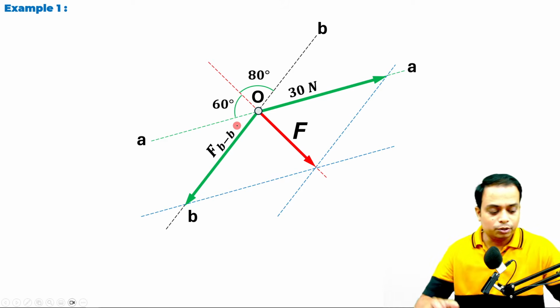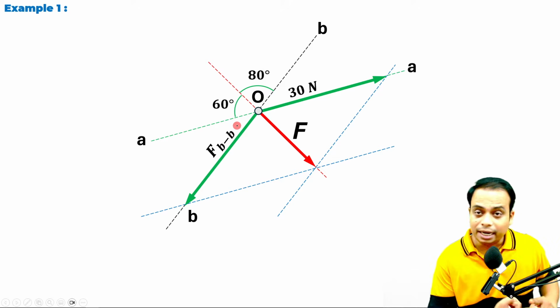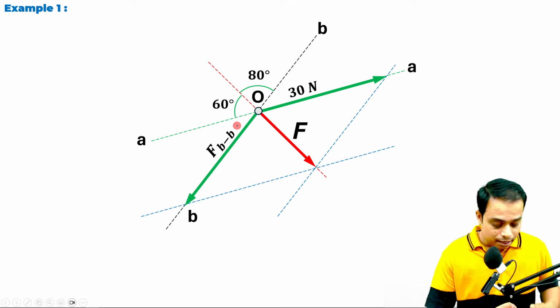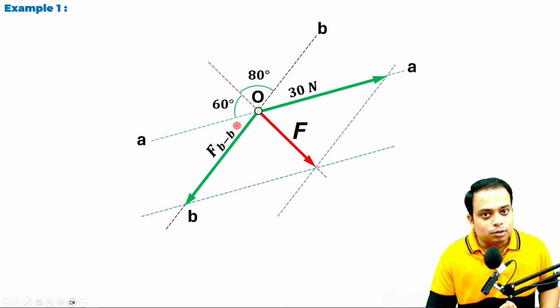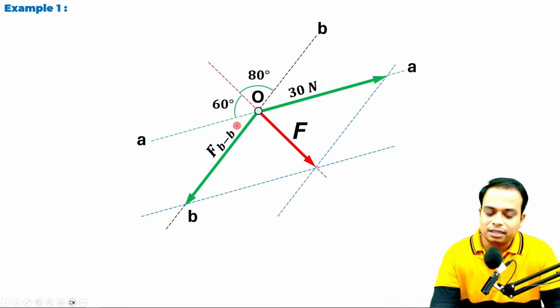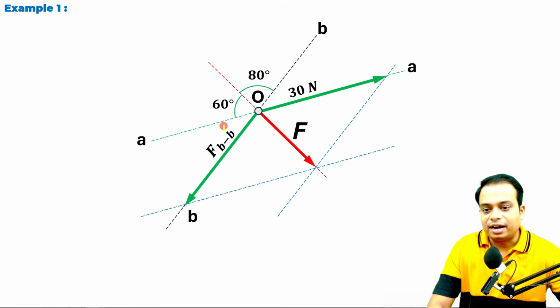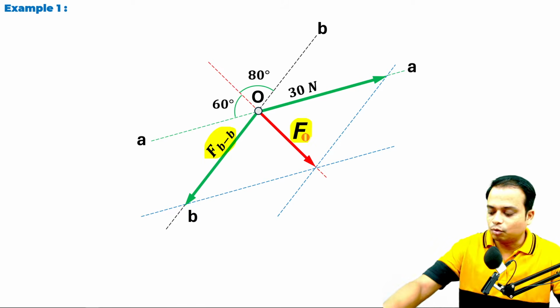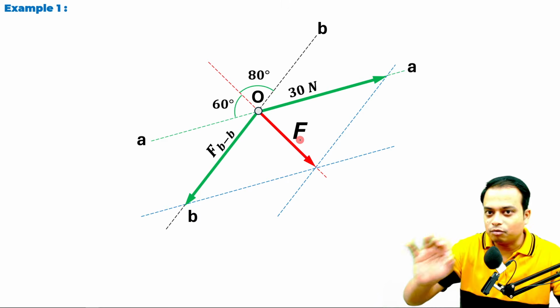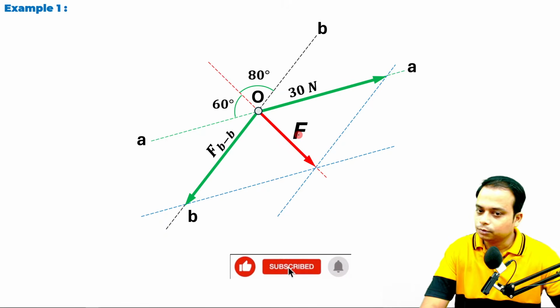What are we going to do, sir? We are going to find the components with the help of the sine rule, number one. Number two, we are going to use Lami's theorem. Number three, we are going to use the law of parallelogram of forces, right? These are going to be three approaches with the help of which we'll find the magnitude of FBB and the original force F. So this is going to be fun. I want all of you to stay with me right till the end. Here we go. So far so good.